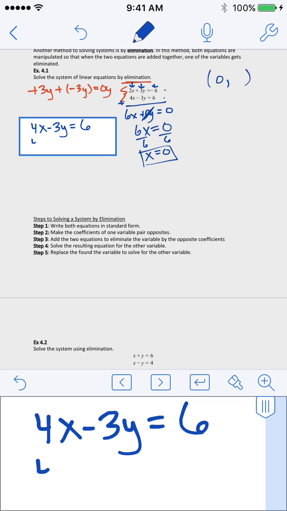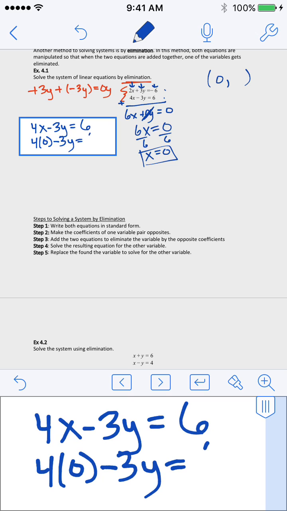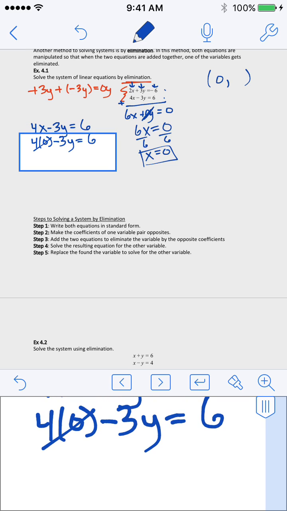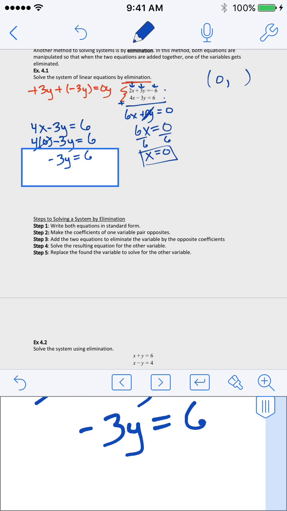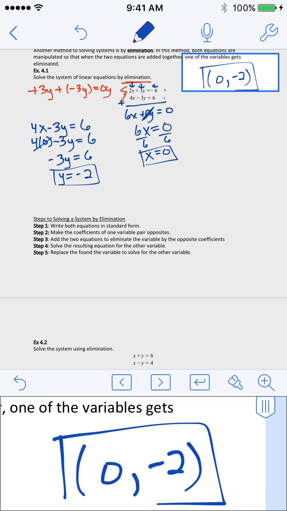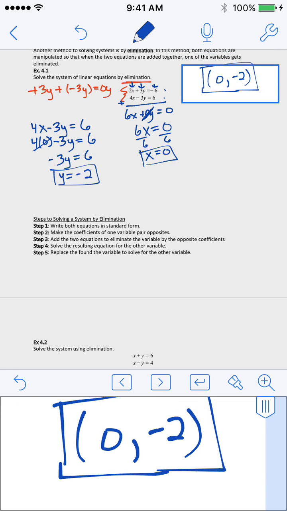So let's plug in our 0. I know that x is equal to 0 now. And so this cancels out. I'm left with negative 3y is equal to 6. Divide by negative 3, and you get y is equal to negative 2. And there's my other answer. Alright, we have found our ordered pair via elimination.